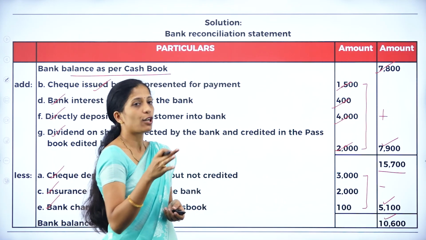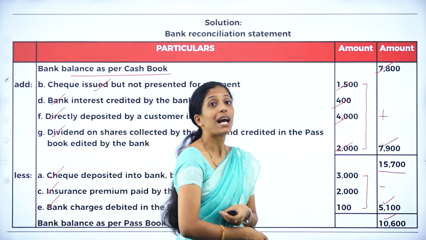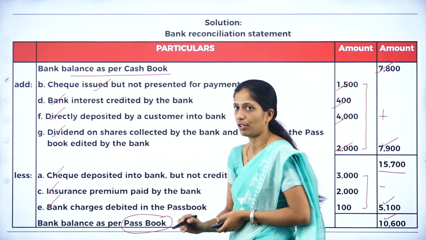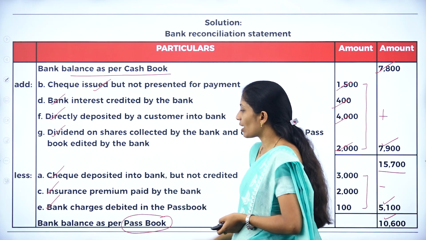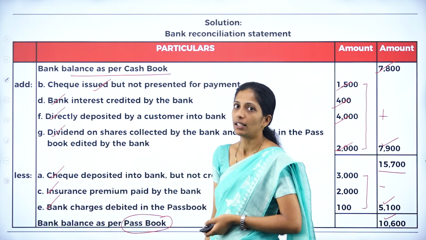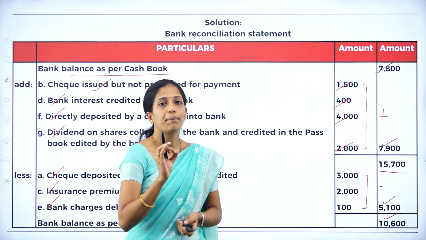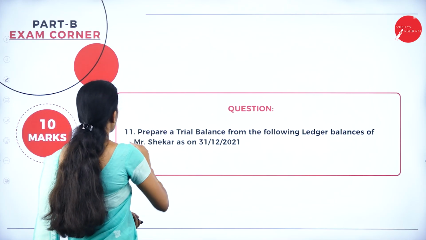When you begin your problem with bank balance as per cash book, your answer should be bank balance as per passbook. So you have to be careful. Suppose you start with bank balance as per passbook, then your answer should be bank balance as per cash book. Clear? This is how we are going to solve the problem on BRS. Hope you are clear with the solution. Now we shall go through the next question.